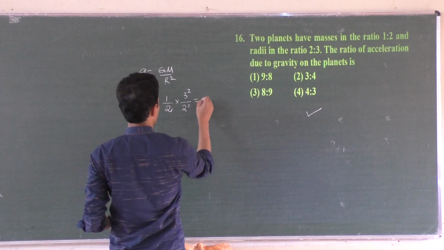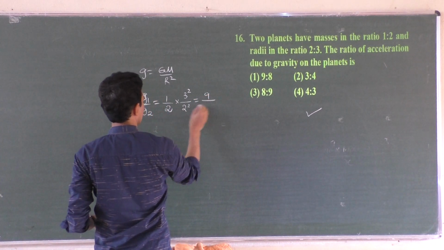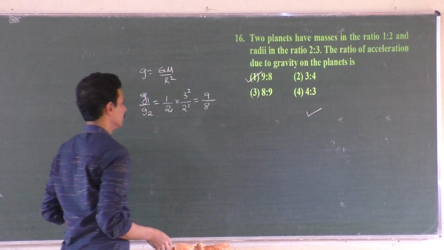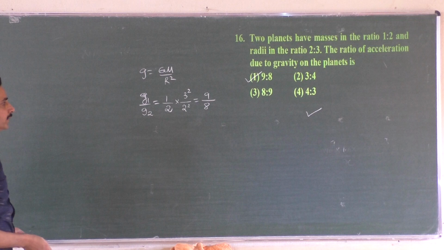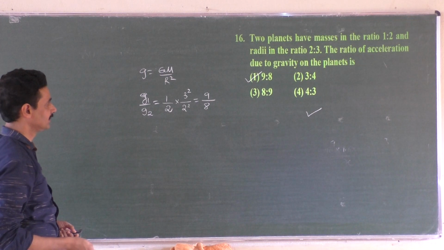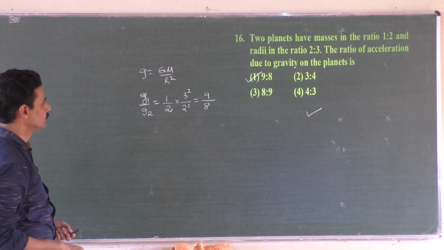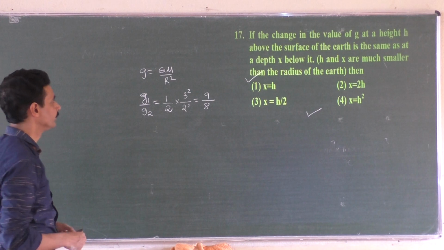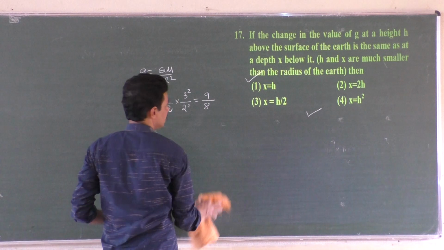What is the acceleration due to gravity ratio? 9 by 8, right? 9 by 8, first option. Masses in the ratio 1:2, and 2 squared, 3 squared, so 3 squared by 2 squared gives 9 by 8. Yes. Next, the change in the value of g.